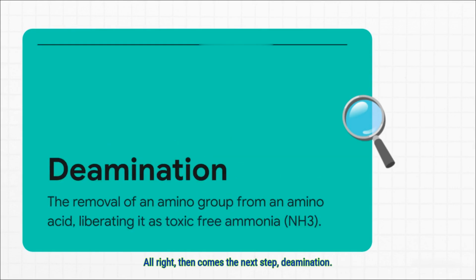All right, then comes the next step, deamination. And this is a whole different ballgame. Deamination literally means removing the amino group. It's not being passed along anymore, it's being ripped off completely. And when that happens, it's released as free ammonia. And that, my friends, is a big problem. Ammonia is toxic, so the body has to get rid of it, and fast.